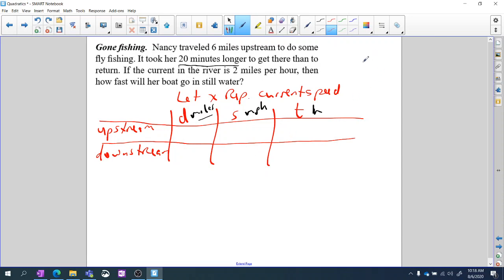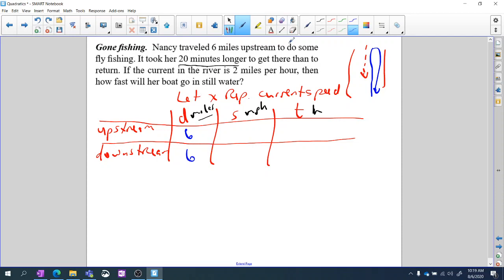So if we think about this, we got a stream, like so. And let's suppose the water's running down this way. So this person got in their boat, and they went upstream, they went fishing, and then they came downstream. Well, however far they went up, they had to travel the same distance to come back. So the 6 miles upstream would have to be the same as their trip downstream. Their speeds.